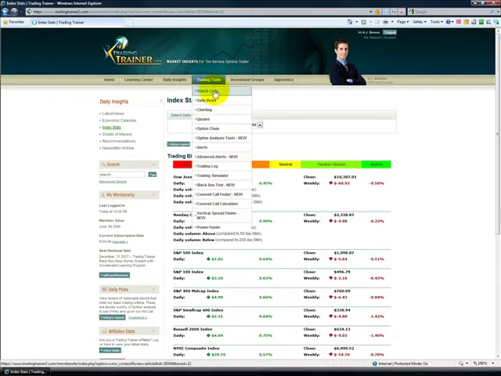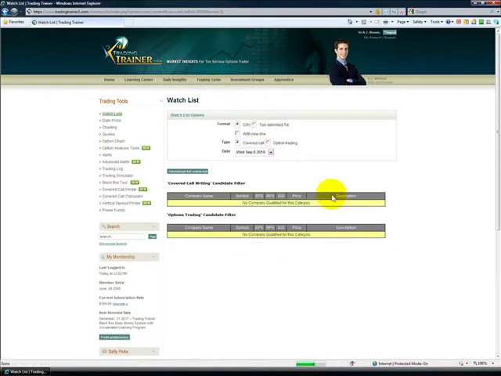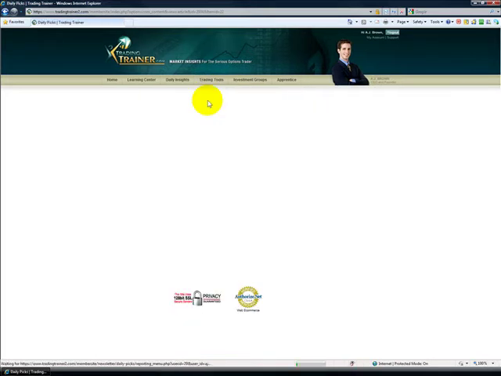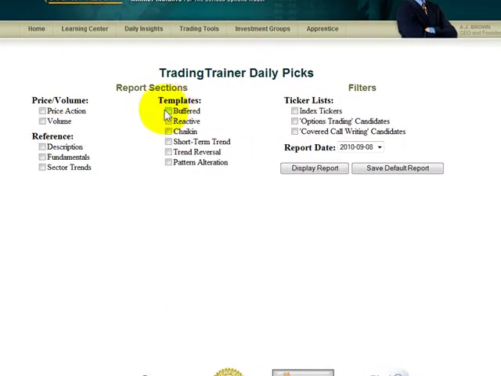Taking a look at our watch list candidate tools, you'll see that no tickers were identified by either our covered call writing or option trading candidate filters. Moving on to our daily picks report generation tool, we'll go ahead and take a closer look at volume and trends with respect to our indexes.